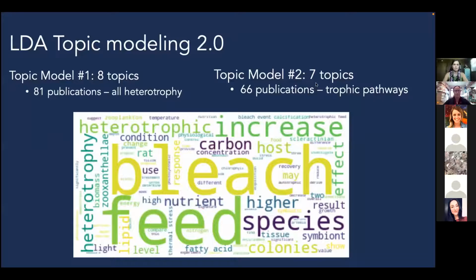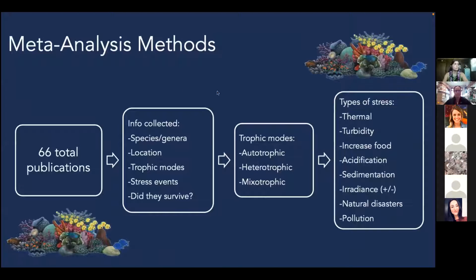All right, so remember I said I also did a meta-analysis on top of this. So I want to walk through some of those meta-analysis methods. Using those 66 publications, I read through each of them and collected species and genera information, the location of where the coral was sourced, the trophic mode determined by the study, was it stressed, and did it survive that stress?